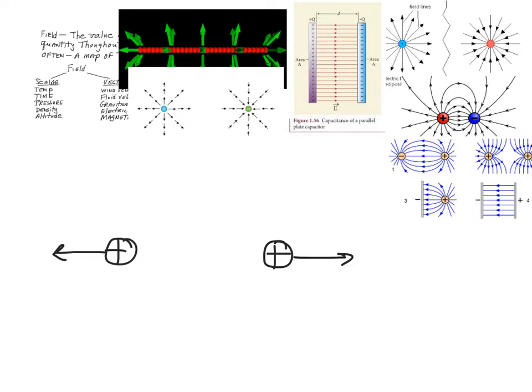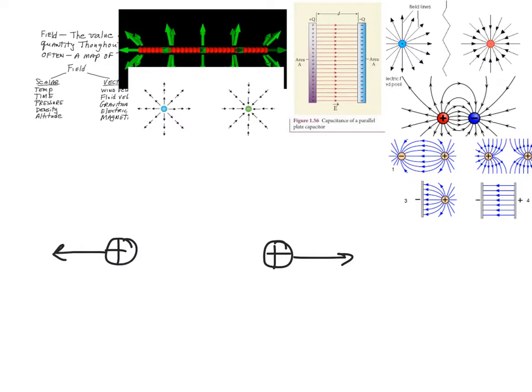But it's puzzling, and it has puzzled people for all time. How does each charge know that the other charge is there? How does this charge know there's a charge over here? It's not touching it. It can't see it. It's just like, how does it know? So this puzzled people.